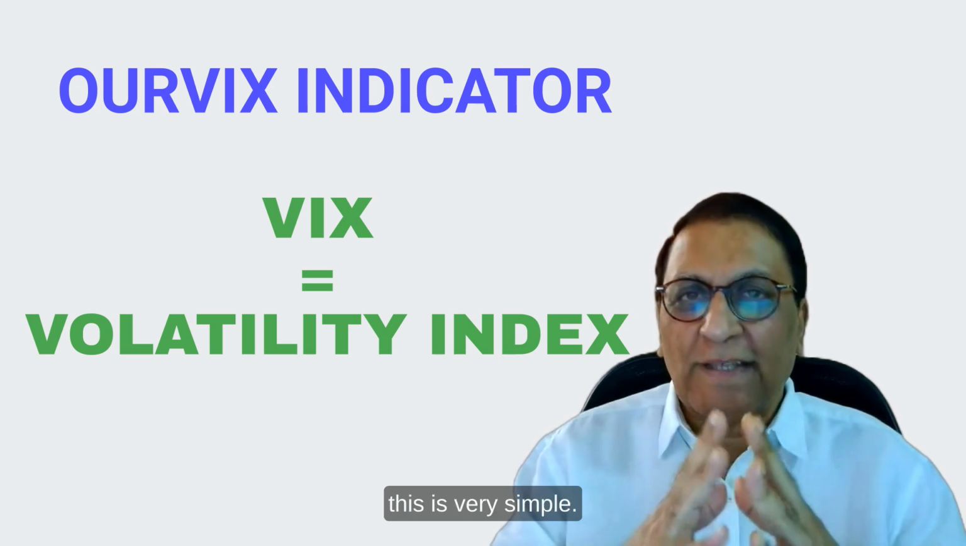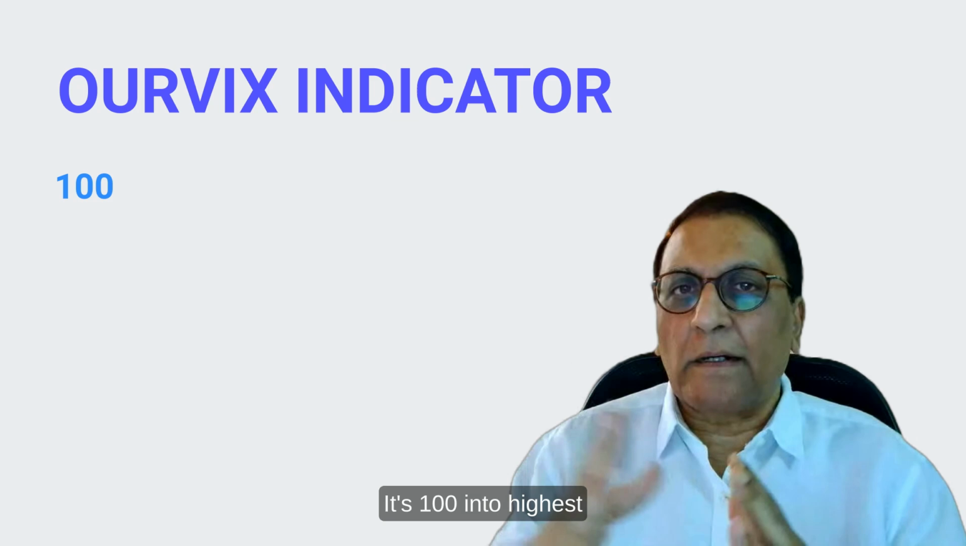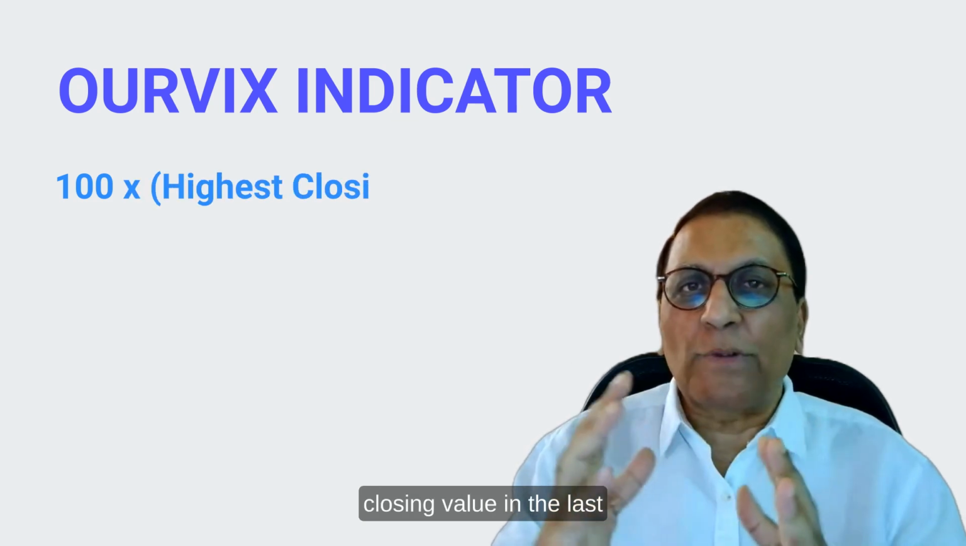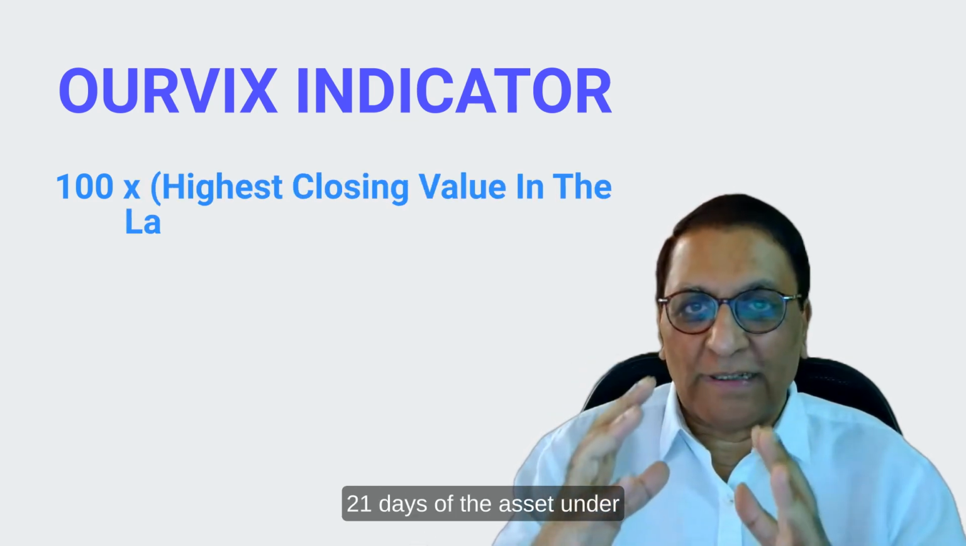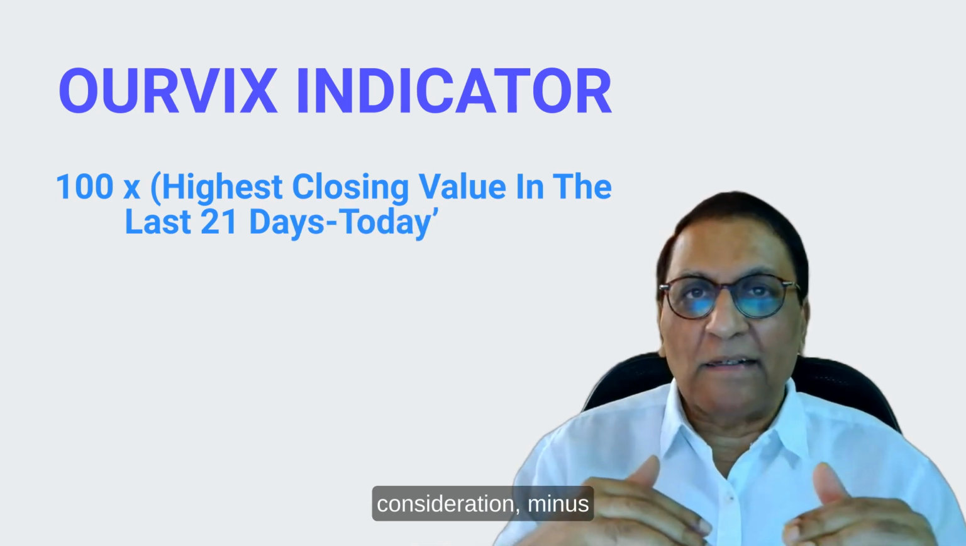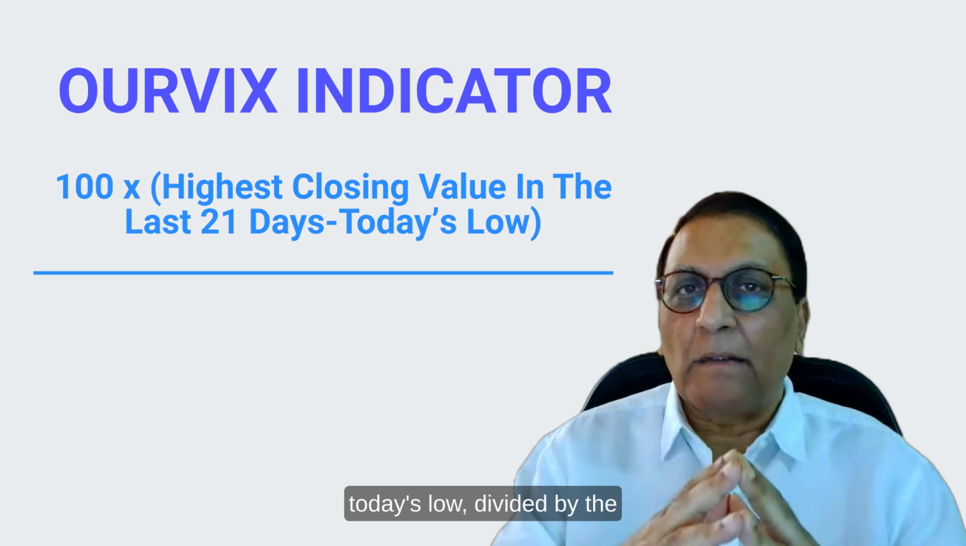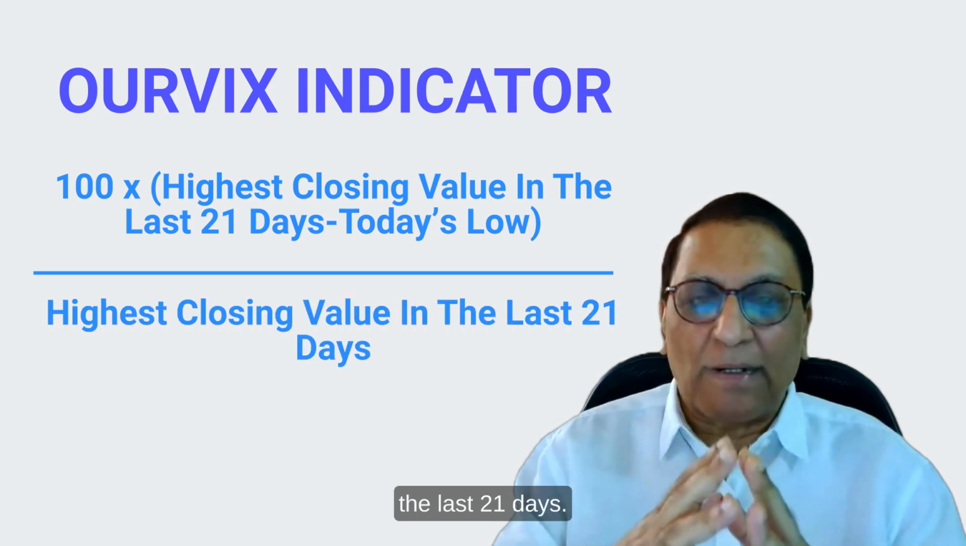The calculation for this is very simple. It's 100 into the highest closing value in the last 21 days of the asset under consideration minus today's low, divided by the highest closing value in the last 21 days.